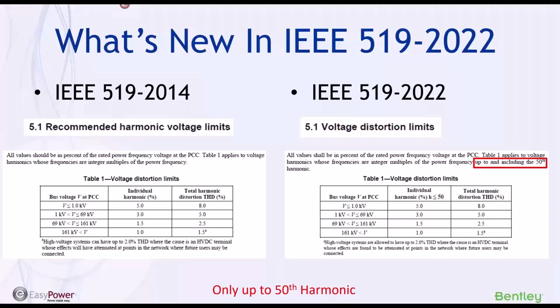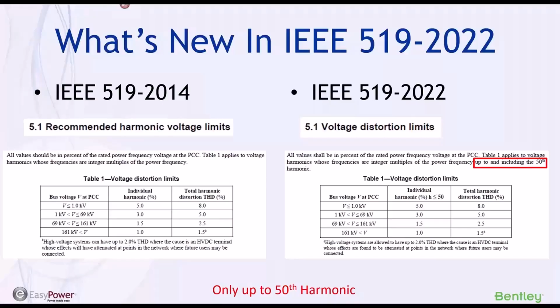Other than that, everything is the same. Your base voltage at the PCC, less than 1 kV, is still the same, and from 1 kV to 69 kV still the same, and so on. I don't want to repeat those numbers; they pretty much show up over there, right? And of course, the total harmonic distortion VTHD limits do not change as well, so we don't have to worry about that too much.